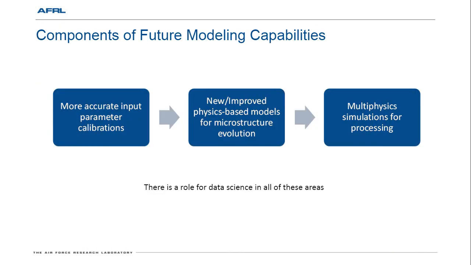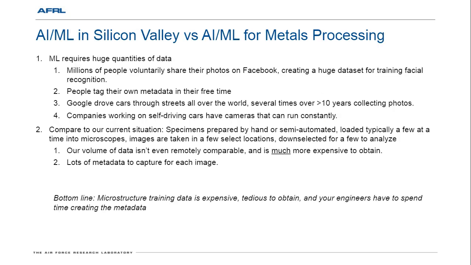So as part of putting together this future modeling capability, we need more accurate input parameter calibrations. We need improved physics-based models for microstructure evolution that take into account what we know about deformation mechanisms, and we have to incorporate these into multi-physics simulations for processing. There's a role for data science in all of these areas, but data science for metals processing is quite different from the data science and machine learning that we're most familiar with from Silicon Valley.